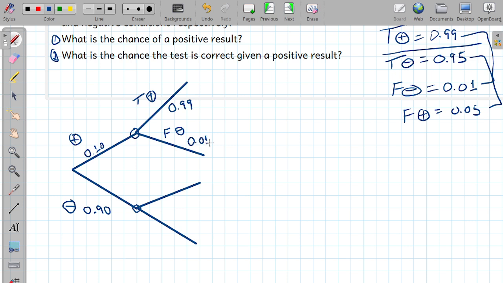Now let's go to the other branch. We can have a true negative, because remember the person is healthy and the test is correct 95% of the time. However, we can also have things go wrong and get a false positive, and that happens 5% of the time. Boom, there we go.